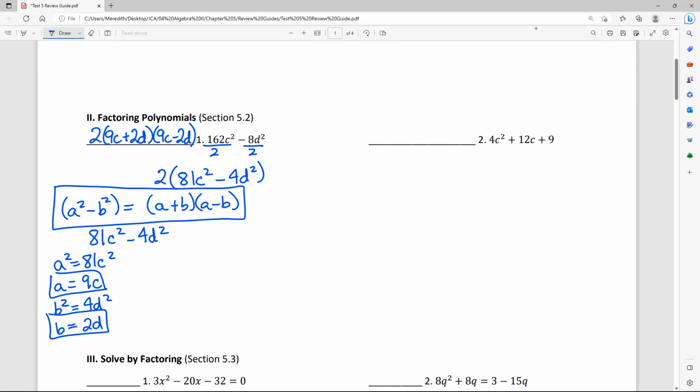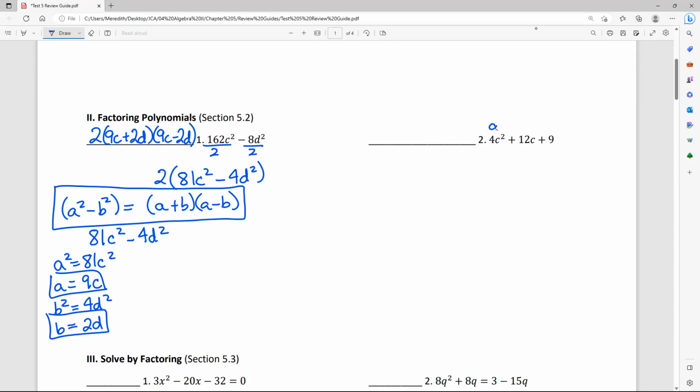All right, so for number 2, we have 4c squared plus 12c plus 9. This looks like a perfect square trinomial because 4c squared is 2c squared, and 9 is 3 squared. And so most likely we can simplify this.